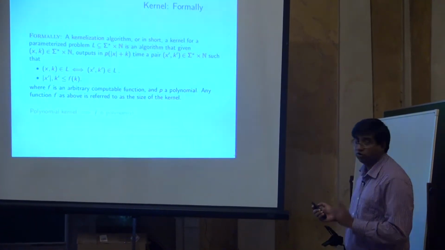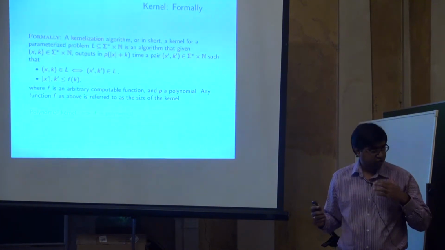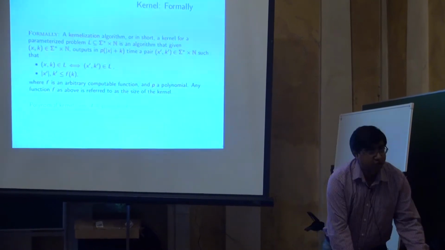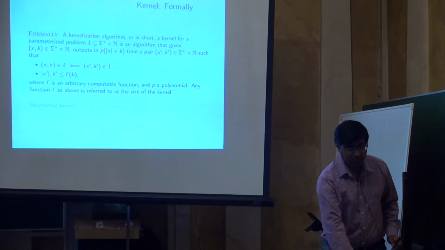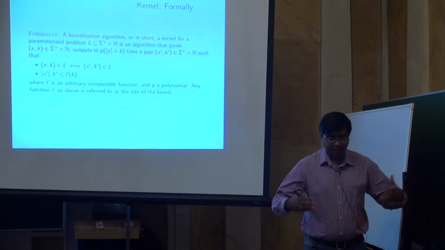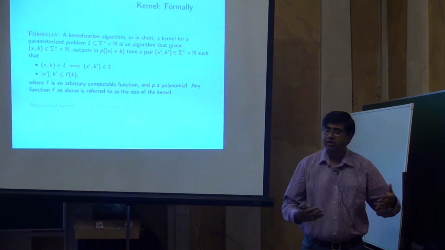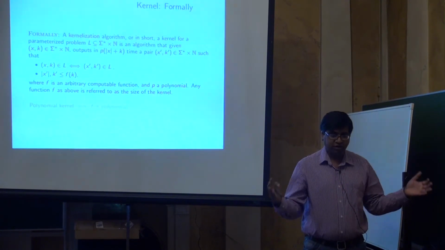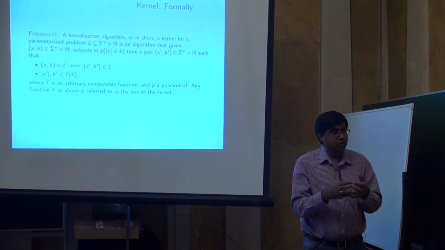He says, hey, your output instance should be upper bounded by a function of the parameter, right? For example, in the k-path problem, if I give him an input of a graph G and a number k, and I'm asking for a path of length k, it should return me a smaller instance.